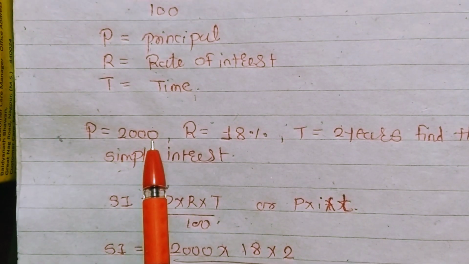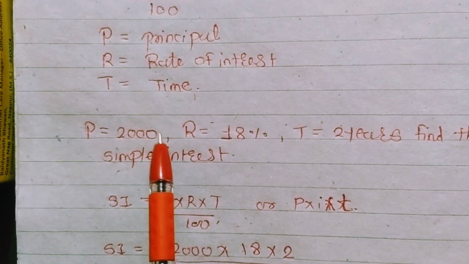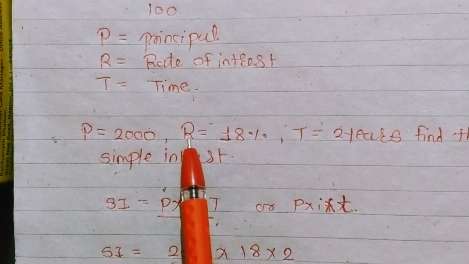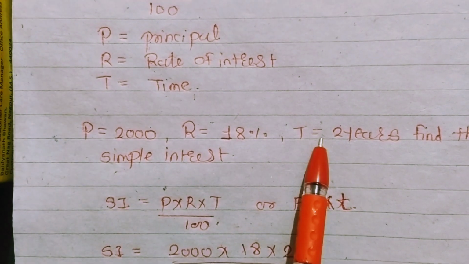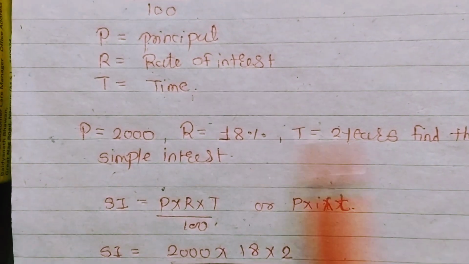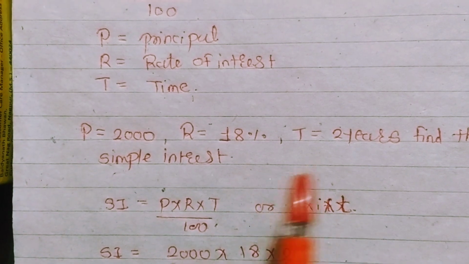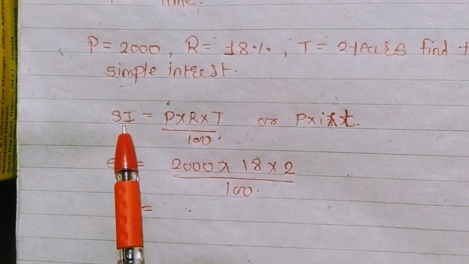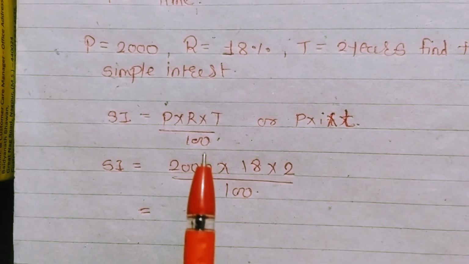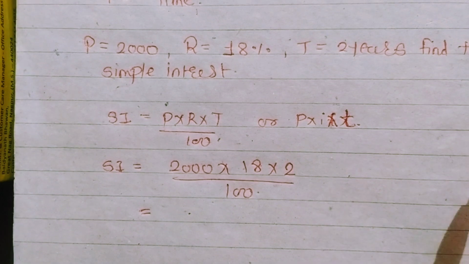P means the principal, P is equal to 2000, R means the rate of interest is equal to 18%, T means the time is equal to 2 years. Find the simple interest. So let's get started. First of all, the simple interest formula is P into R into T divided by 100, or P into I into T.